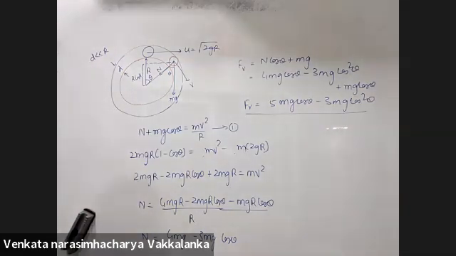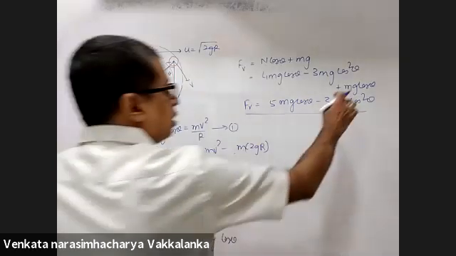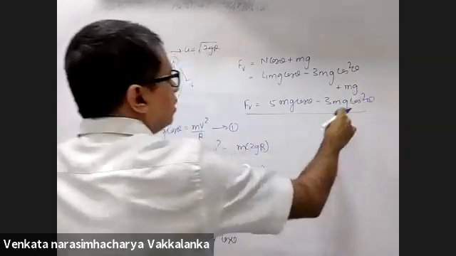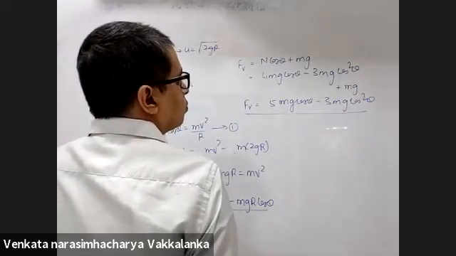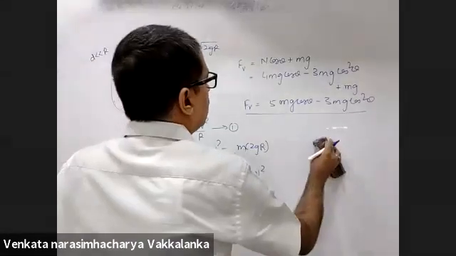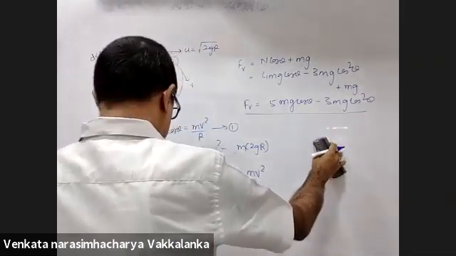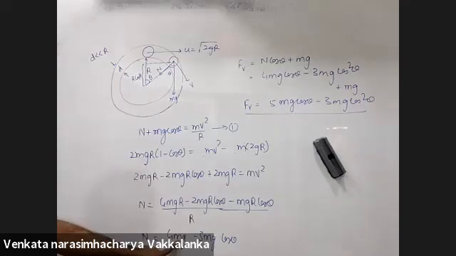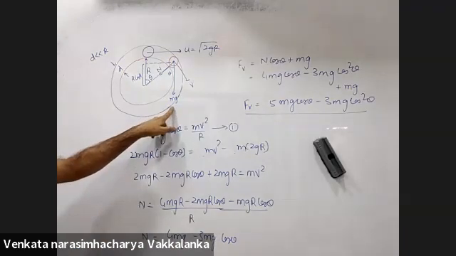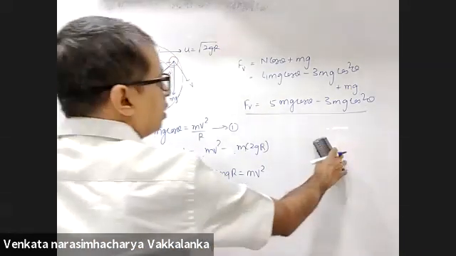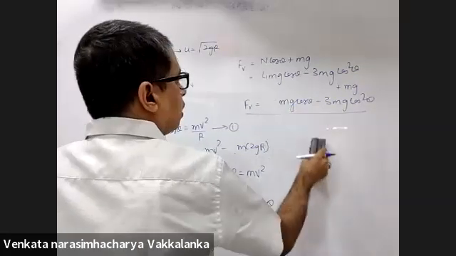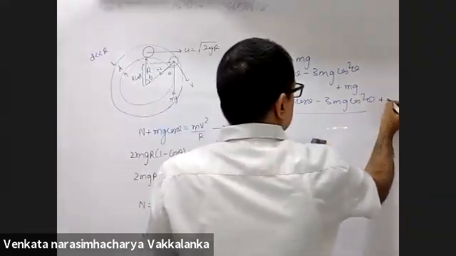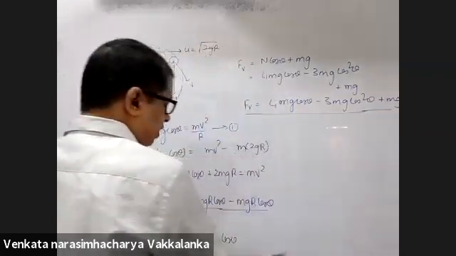Pardon? Sir, I think it should be mg. Why will you take mg cos theta? It will just be mg, no? My bad. mg. So now differentiate with respect to cos theta. N is 4 mg cos theta, and I resolved in the vertical direction. Yes, sir. Only 4 mg cos theta plus mg. Is that correct?